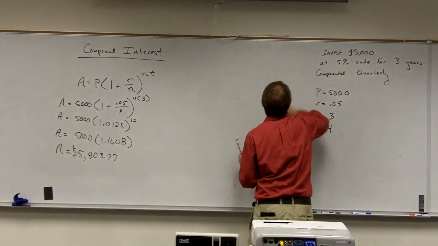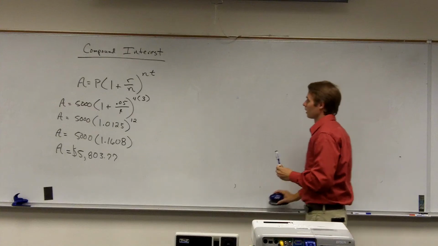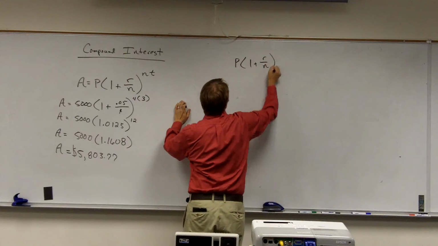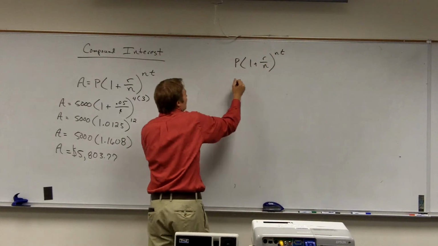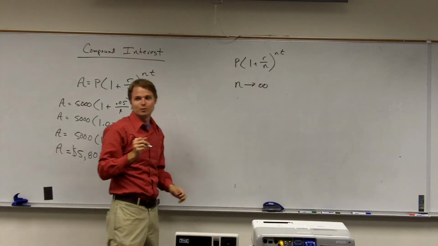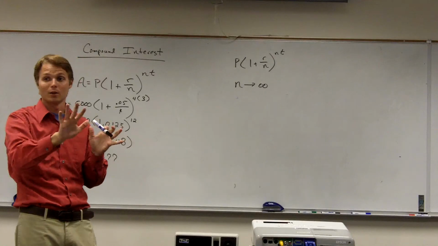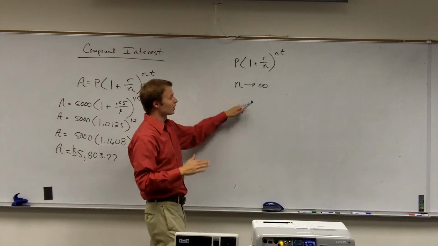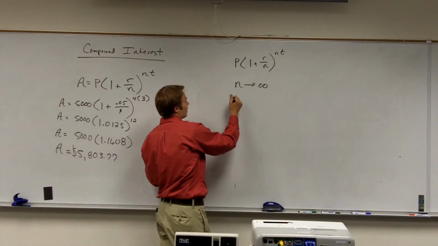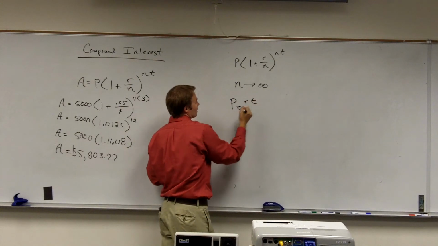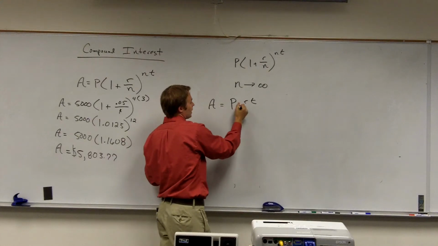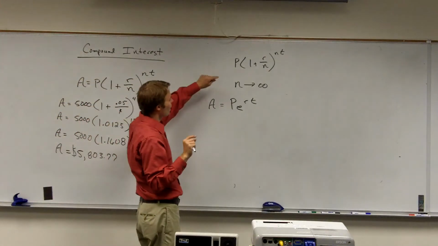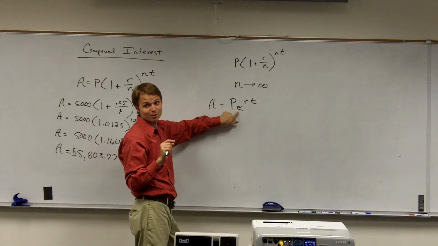If you take this formula, P times (1 plus R over N) to the NT power, and you think about what happens as N goes to infinity, in calculus we call this a limit. What's the limit of this function as N goes to infinity? It turns out you hit a cap you can't go over, and you can represent your value as P times e, our number e from before, to the RT power. So if you compound as many times as possible, you get this particular formula.